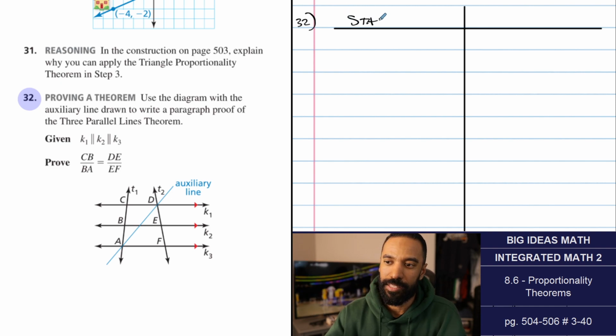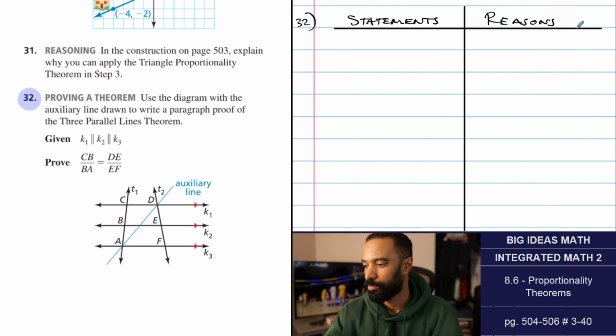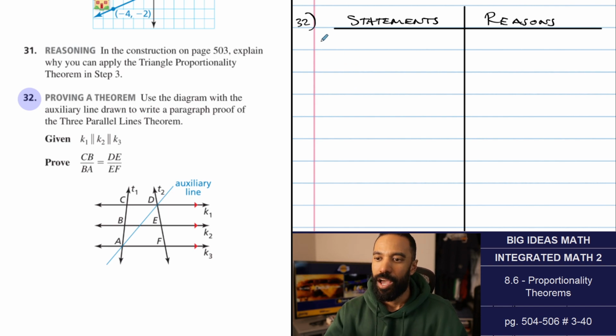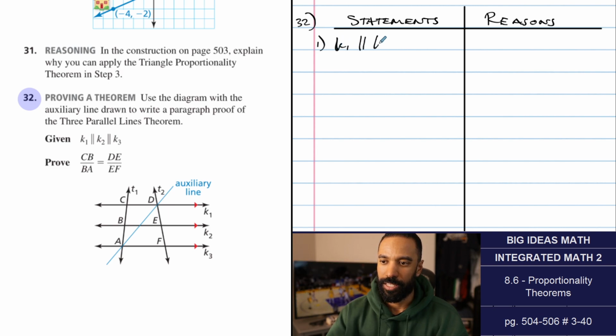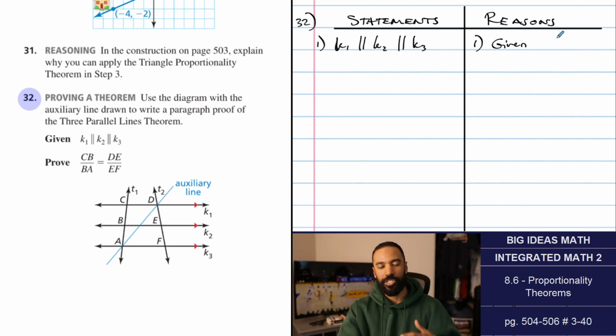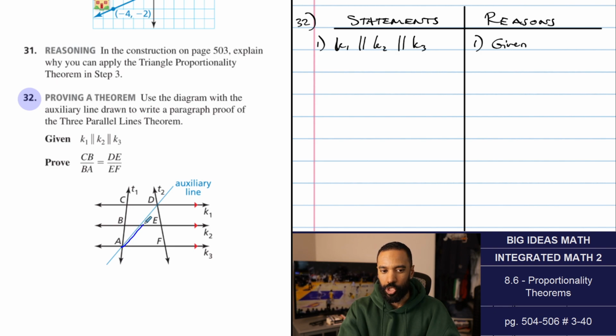Okay, so statements. The only problem is it's going to take long. Reasons. You can tell I value my time. All right, given. Whoops. Given K1 is parallel to K2 is parallel to K3. So parallel lines allow us to use, basically at this stage, we can almost go straight into the triangle proportionality theorem. Because K1 is parallel to K2.